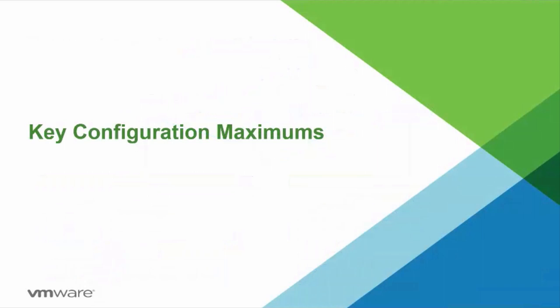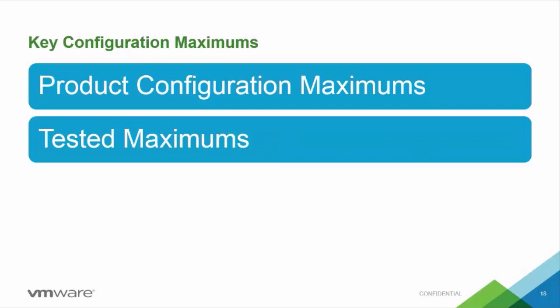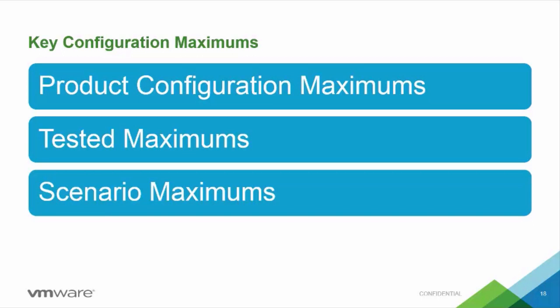So, key config maximums. As I touched upon, we're going to talk about the config maximums for the products. As you know, the product config maximums range in hundreds to thousands. Just remember that the maximums we're going to talk about here are tested maximums. These aren't something we're going to introduce ourselves, but they're scenario maximums, so they pertain to a vCloud setup only. If you were to have the likes of Horizon View, then some of these maximums may not apply.